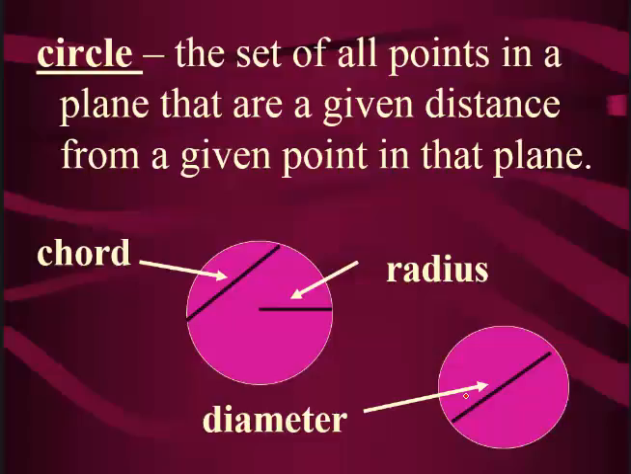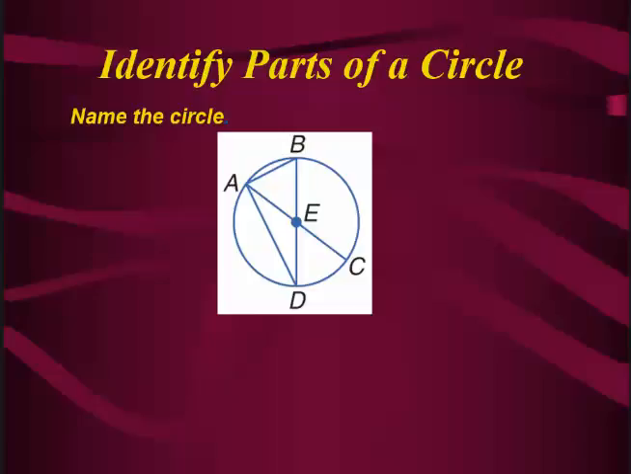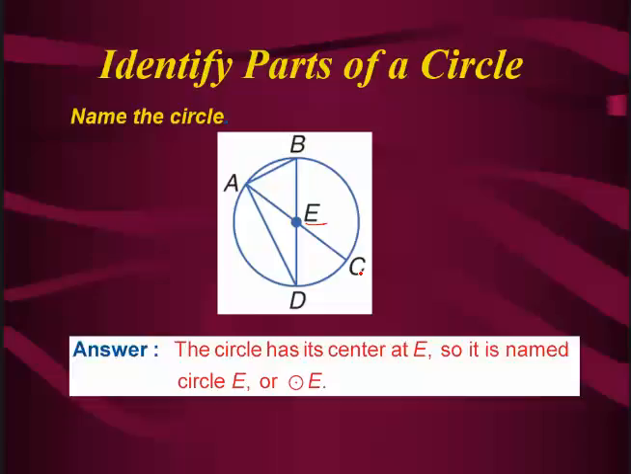Okay, so let's see if we can identify parts of a given circle here. What would you name this circle? Remember, we name it by that middle point, and it should have a capital letter. So you can either say the word circle, write it all out, or you can use your circle symbol here. Either way, it should be circle E. So find that middle point.